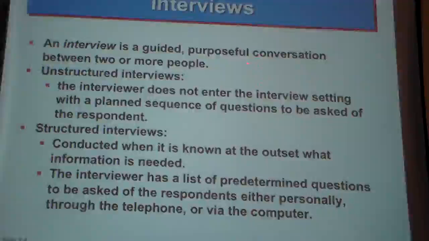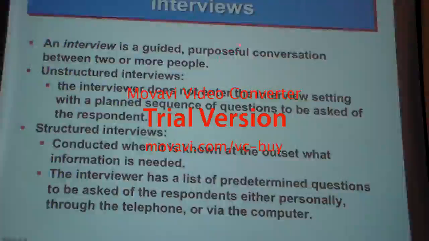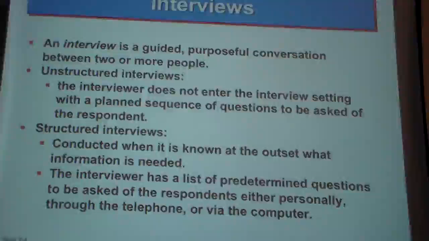Okay? So it's a guided, purposeful conversation between two or more people. We have different types of interviews. We have unstructured and structured interviews. What's the difference between them?